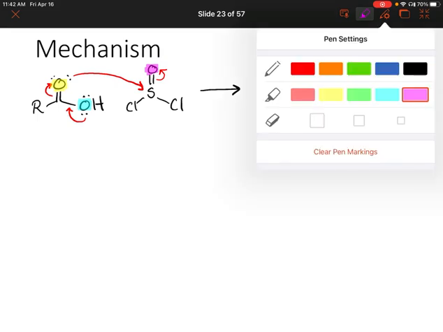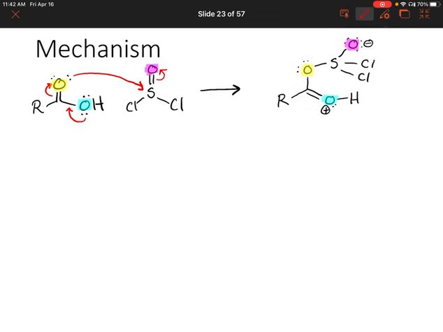Well, that purple oxygen is negatively charged, and we have some good leaving groups on sulfur, those chlorine atoms. So we can move one of the lone pairs on the purple oxygen down, and one of the chlorine atoms will leave. So now we have a double bond between sulfur and that purple oxygen.